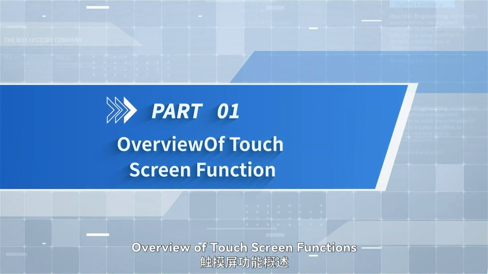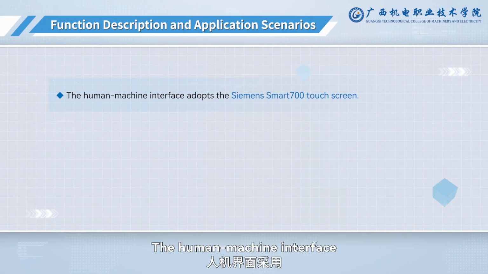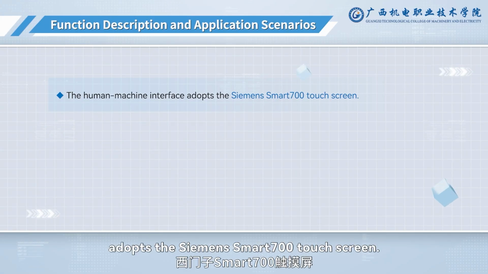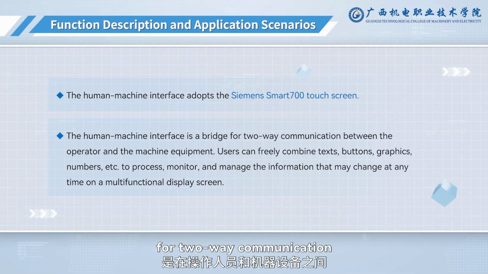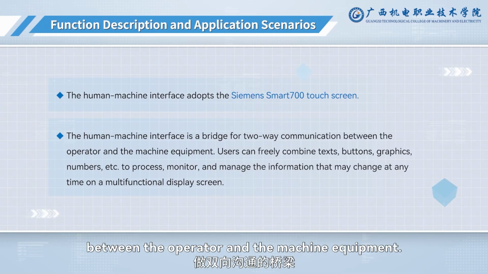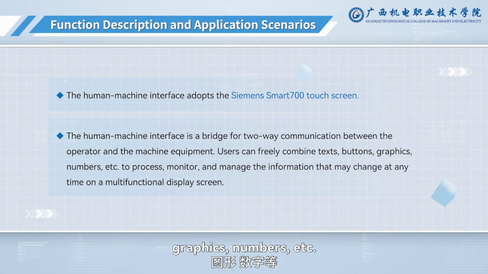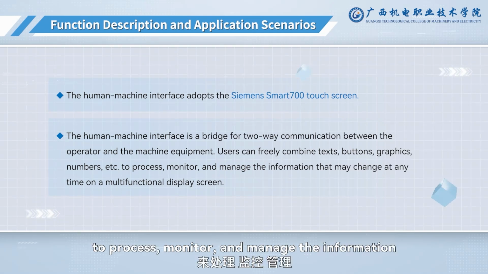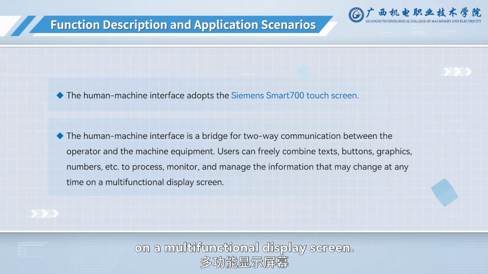Overview of touchscreen functions. Function description and application scenarios. The human-machine interface adopts the Siemens Smart 700 touchscreen. The human-machine interface is a bridge for two-way communication between the operator and the machine equipment. Users can freely combine texts, buttons, graphics, numbers, etc. to process, monitor, and manage the information that may change at any time on a multifunctional display screen.